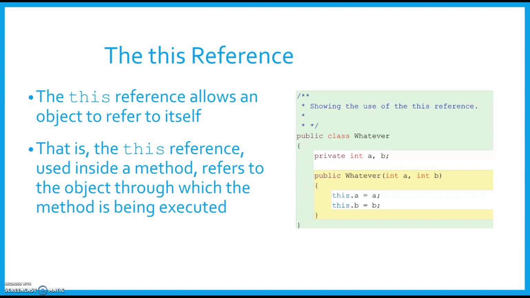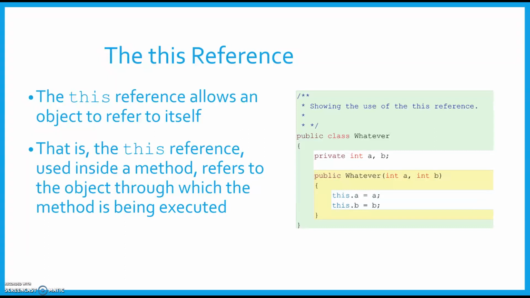And I've given you a really good example of using this in the code that you see on the right-hand side of the screen. So we have this class called Whatever, and Whatever has two private variables. It's got a and it's got b, and they're both ints. Then we have a Whatever constructor here, and the constructor has two parameters. It has a and it has b, and they're both ints. When we create an object using that constructor and we pass in the actual parameters or arguments into a and b, we want to be able to assign those over to the class level variables a and b.